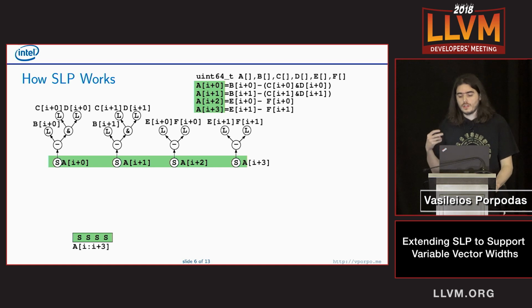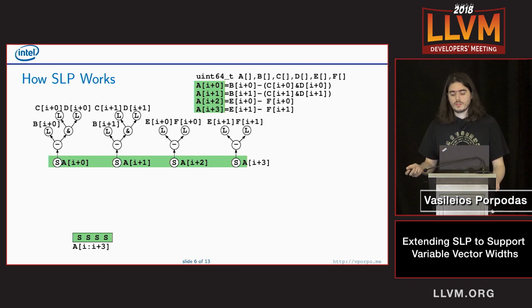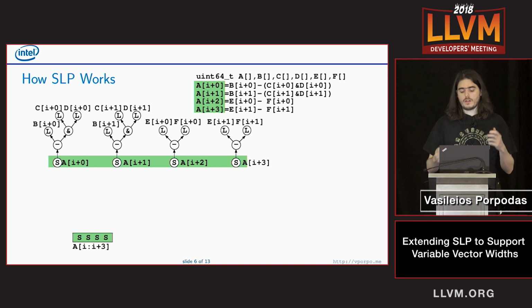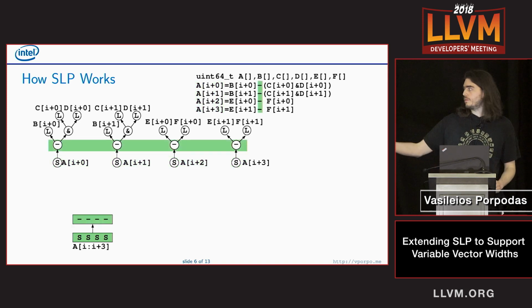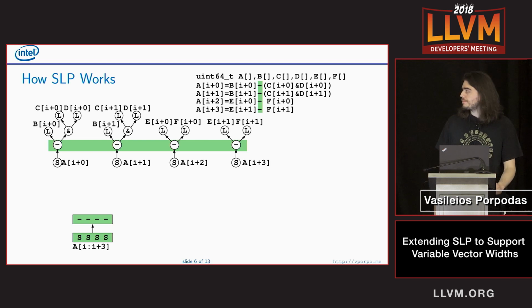The first thing that SLP does is start from these store instructions. We have these stores to consecutive memory addresses. SLP will group these stores together, and it will form the first node, which will become the root of the SLP graph.